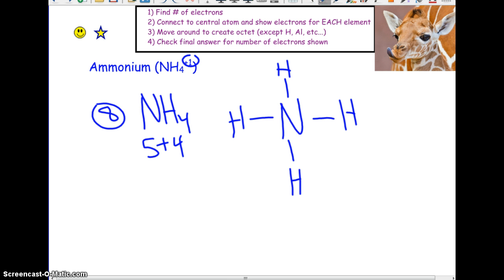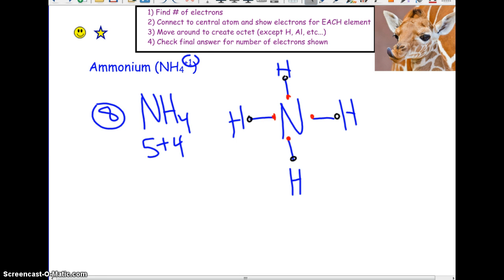Each N brings 5 dots: 1, 2, 3, 4, 5. Each H brings 1 dot: 1, 1, 1, 1. And now take a look at it. You'll notice that N has 1 too many electrons, so just erase it off of there.